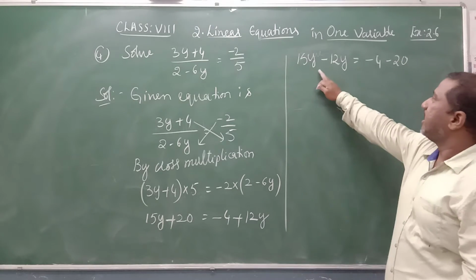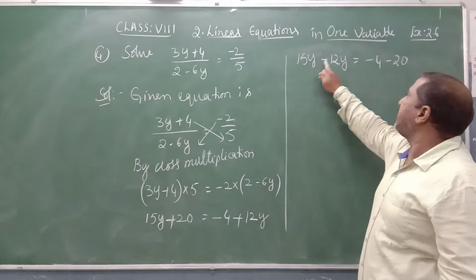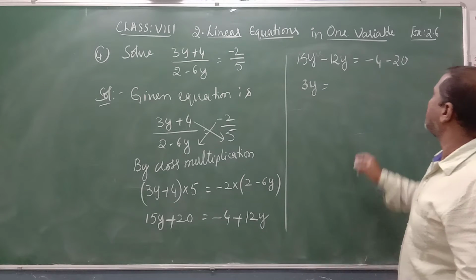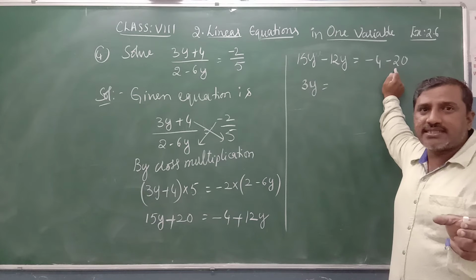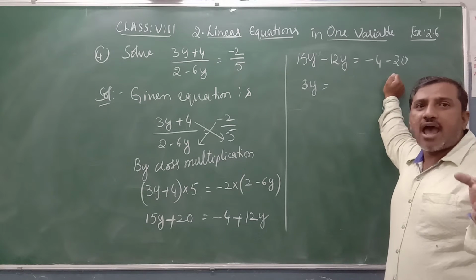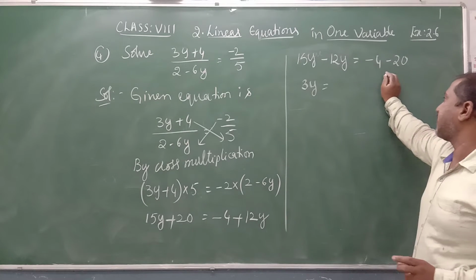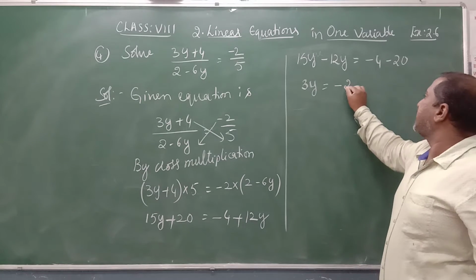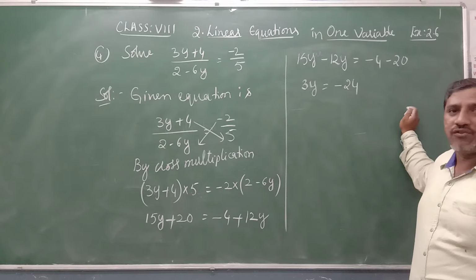Now simplify 15y - 12y, subtract the coefficients. 15 minus 12 is 3, so 3y equals -4 and -20. We are adding two negative integers. How do we add two negative integers? Ignore the sign, add the numbers as whole numbers and put the common sign, that is the minus sign. 4 plus 20 is 24, so -24. 3y equals -24.